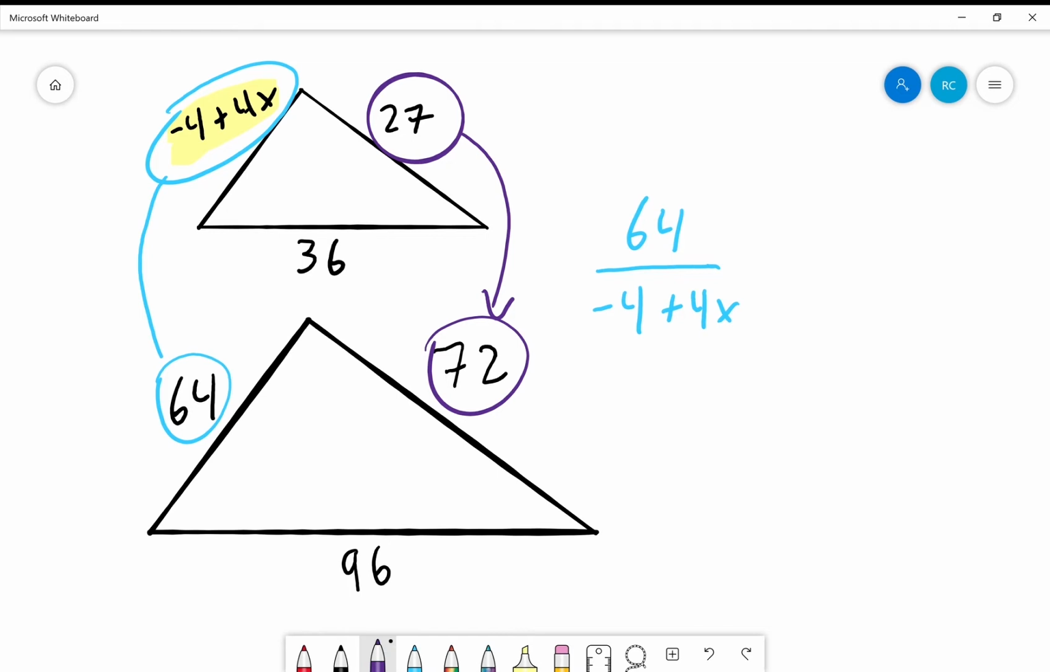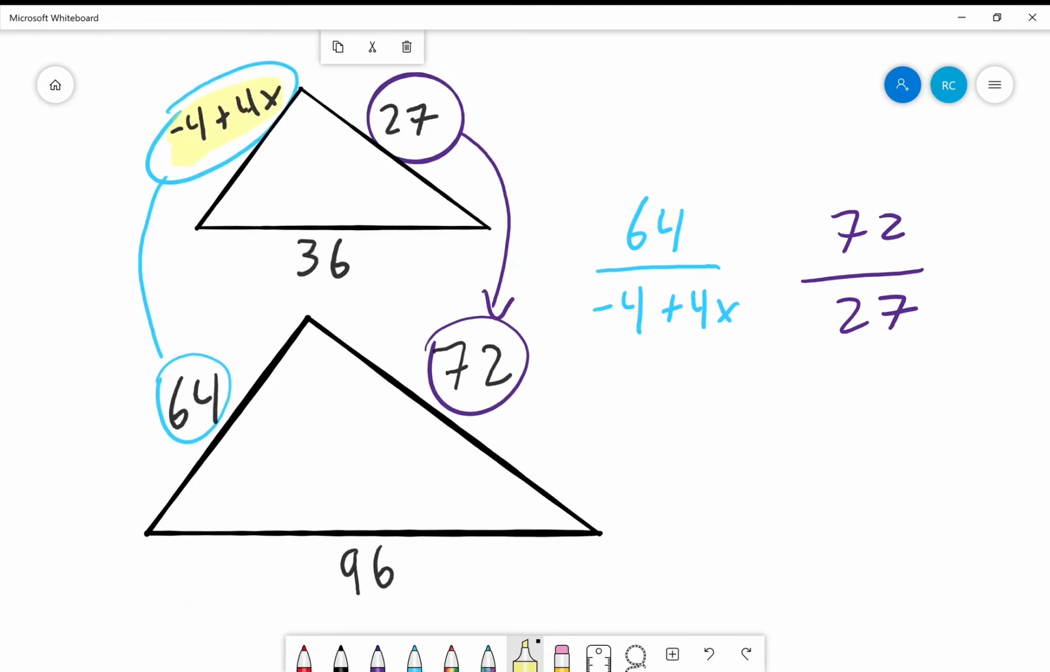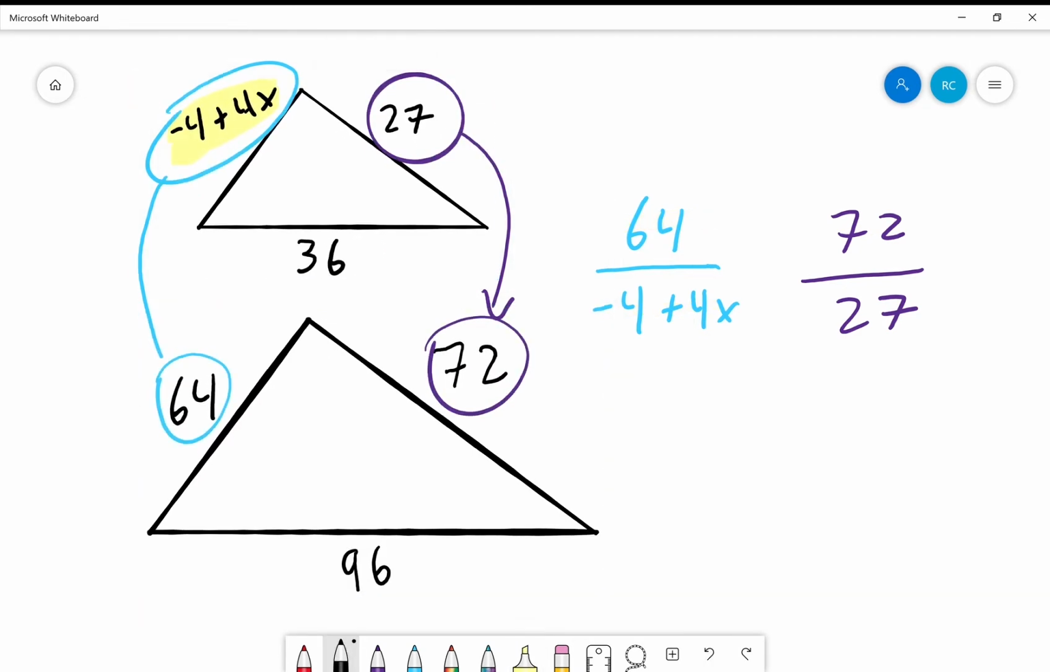So I get 72 over 27. Again, which sides you choose don't matter. Which order you put them in doesn't matter, so long as you are consistent. You'll notice that we've got the large triangle over the small triangle, and we've got the large triangle over the small triangle. That is important. And because these two triangles are similar, we know that these two proportions are equal.